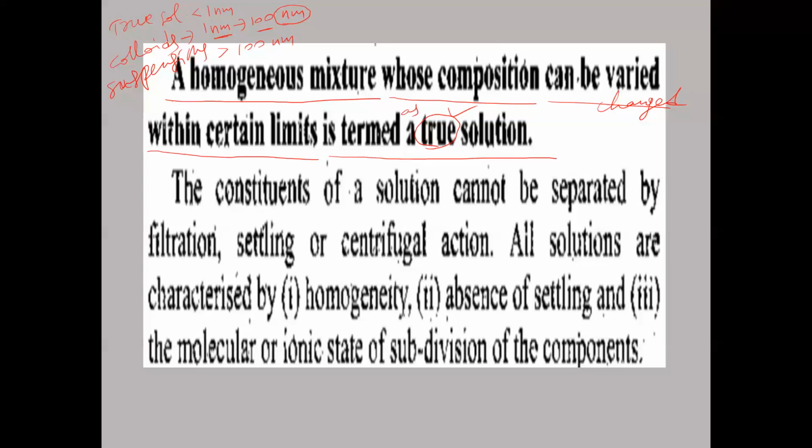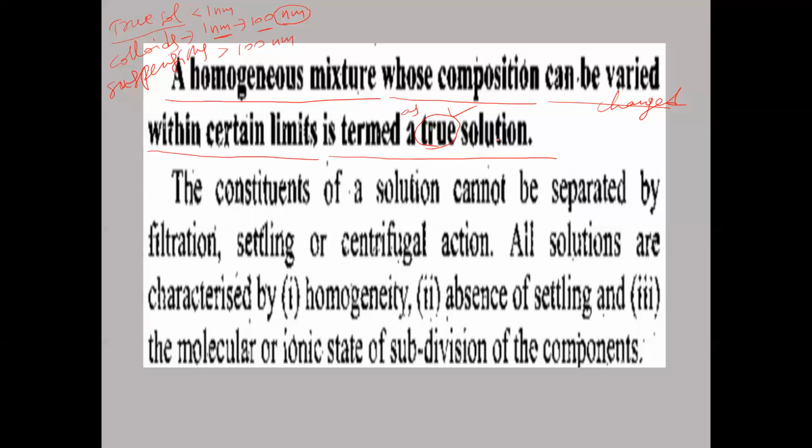So about this we will discuss in one lesson called surface chemistry. Which lesson do we study about this? Surface chemistry, that we are going to discuss in detail later. For the time being, remember that true solutions have the size of the particles less than 1 nanometer. So here, a homogeneous mixture whose composition can be varied within certain limits is called a true solution.